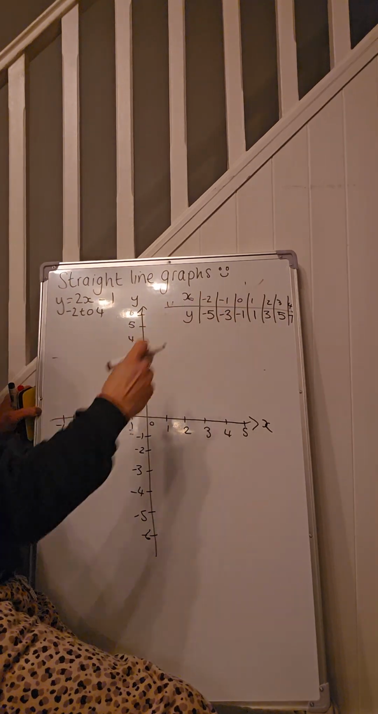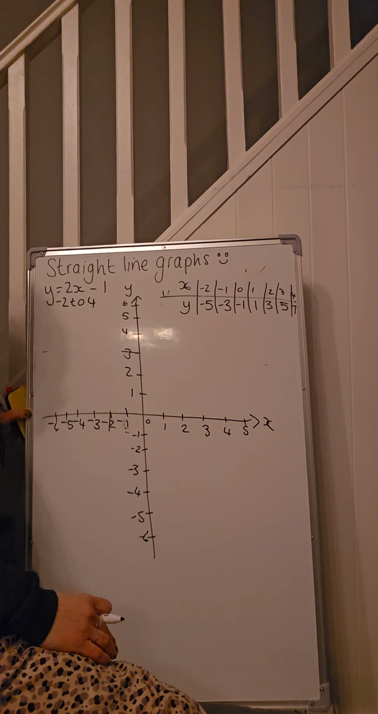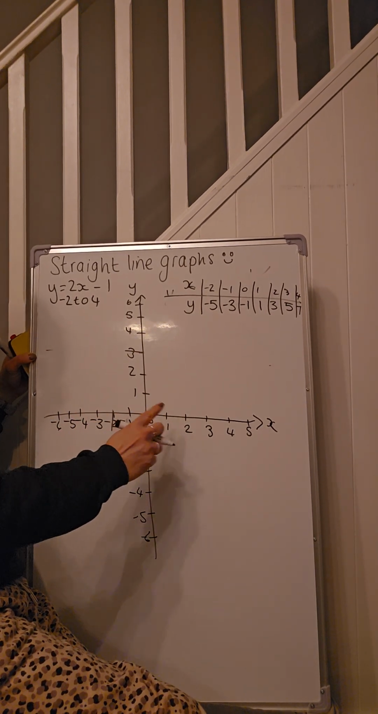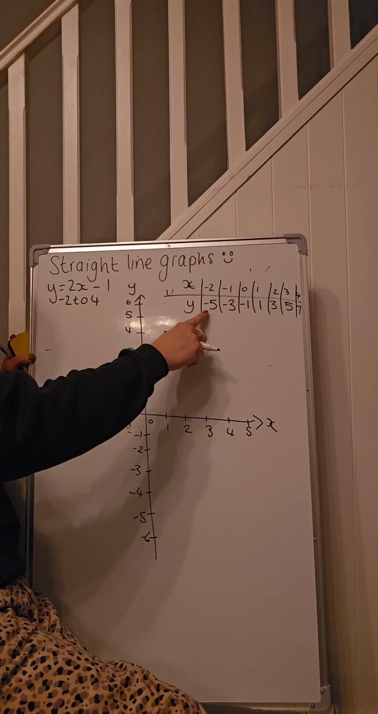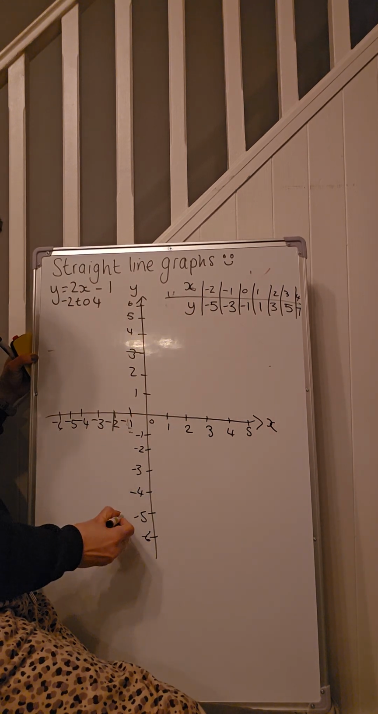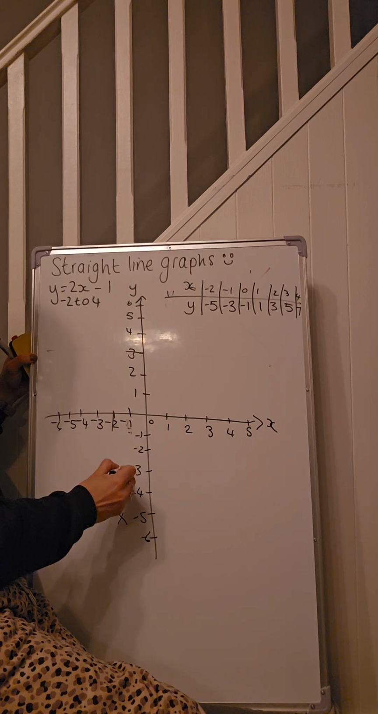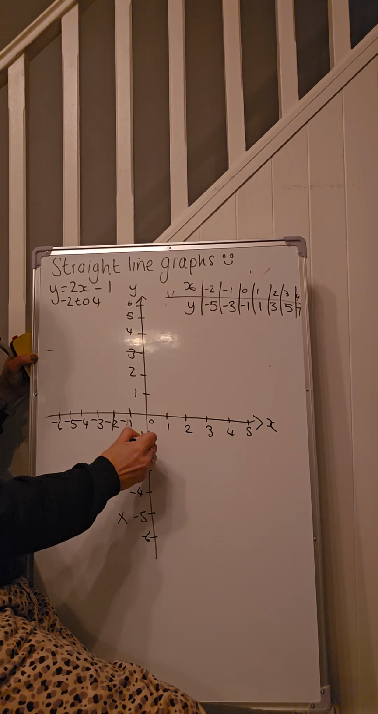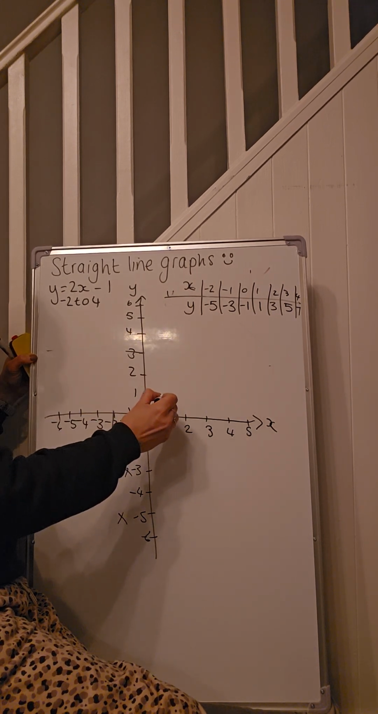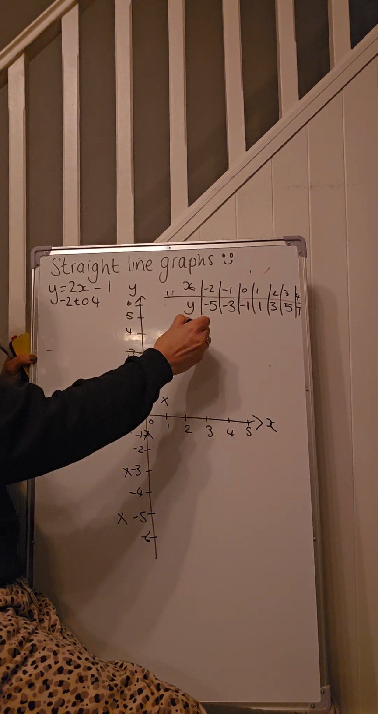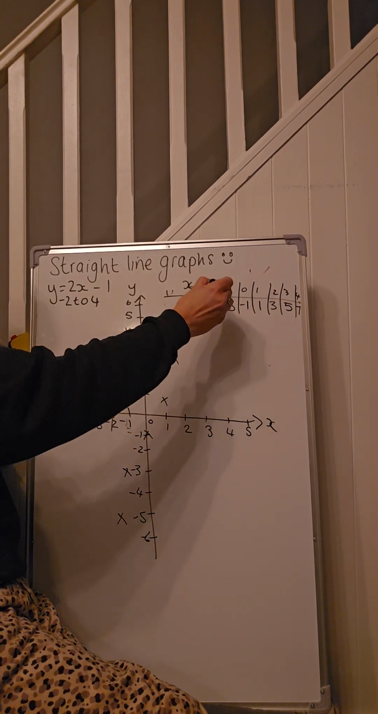Okay, and then I've got a table of points, and then I'm going to plot that on my graph. So x is minus 2 and y is minus 5, so minus 2, minus 5; minus 1, minus 3; 0, minus 1; 1, 1; 2, 3; 3, 5; and 4, 7, which would be up here.